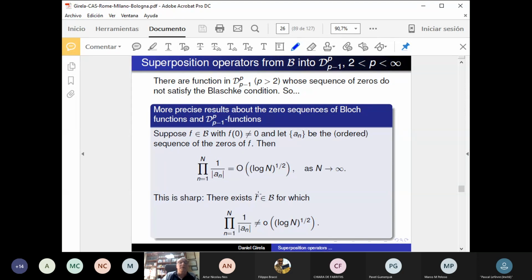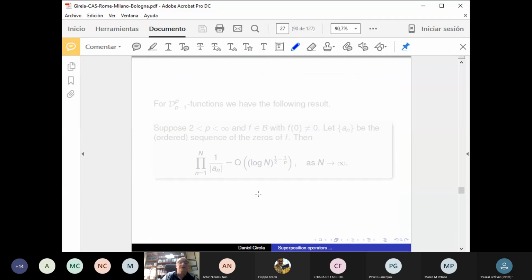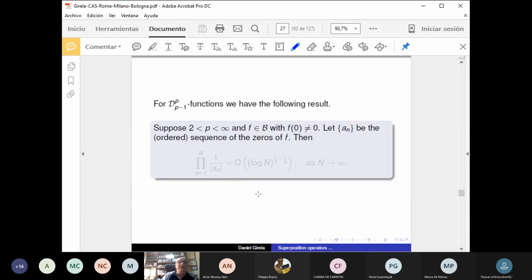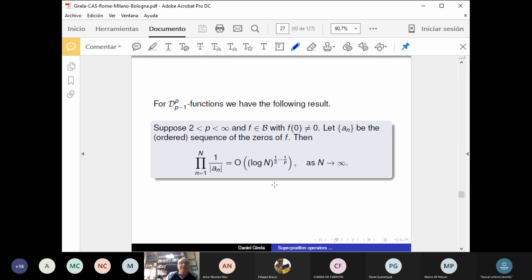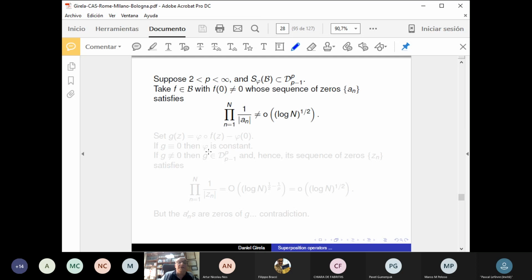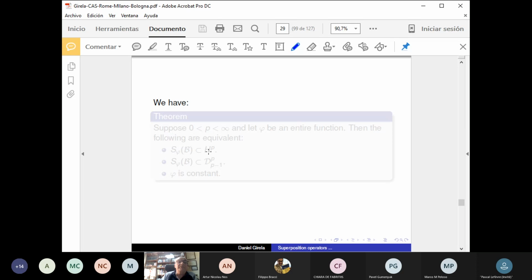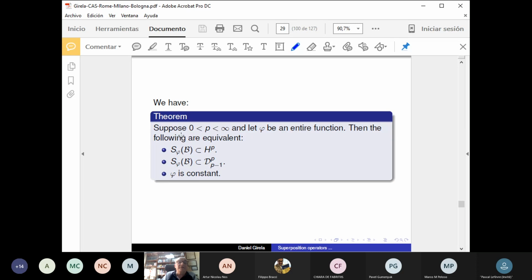But what happens when we take a function in D^p_{p-1}? When we have a function in D^p_{p-1} and p is bigger than 2, we can obtain this sharp result. Then comparing the set of functions in the Bloch space and this condition, and using the idea that I mentioned before, we obtain that a superposition operator maps the Bloch space into D^p_{p-1}, in this case, if and only if it's constant.